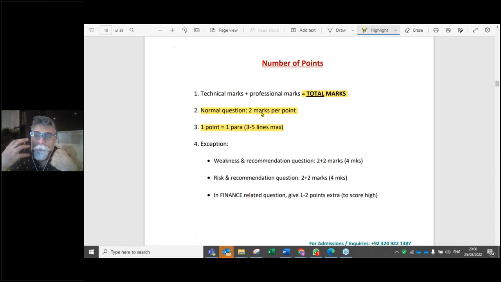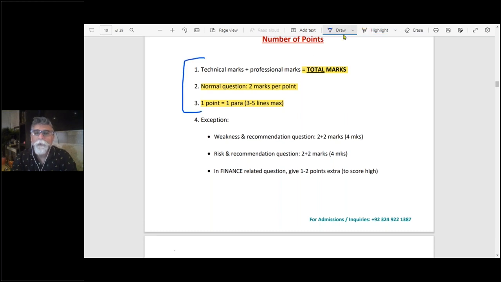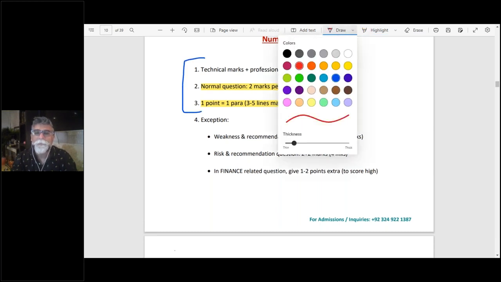I'm saying 1 point carries 2 marks, and 1 point is 1 paragraph. So how many paragraphs for 14 marks? 7 paragraphs. The number of points should equal the number of paragraphs. Now, how complicated is that? My God. Now, there are slight exceptions. So this is the rule of thumb, and there is a slight exception.